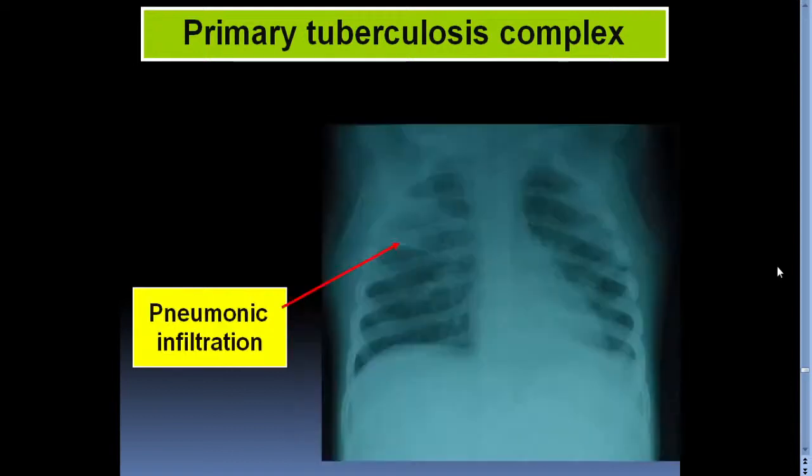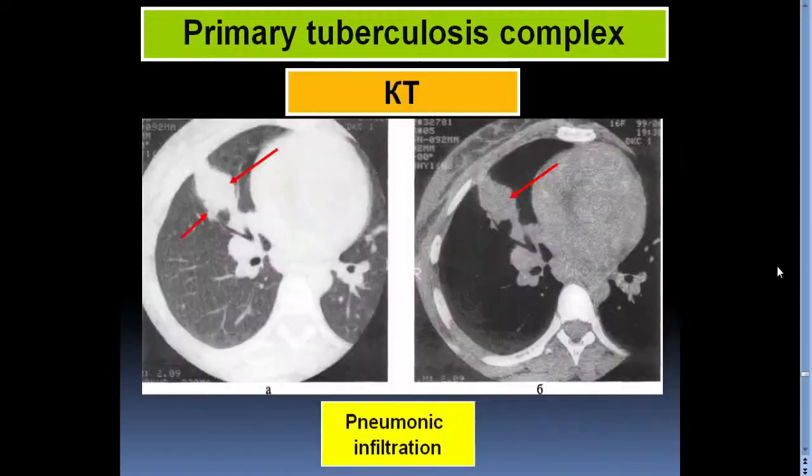Here on this X-ray you can see a pneumonic infiltration also, and this is the first phase of primary TB complex, pneumonic phase, pneumonic stage. In this stage usually we cannot see all three components because these components fuse together, and we can see only pneumonic infiltration. This is pneumonic infiltration on CT scan, connected with the lung root also.